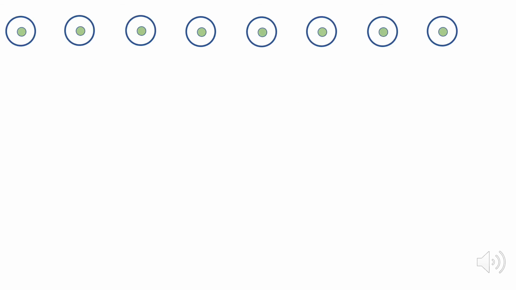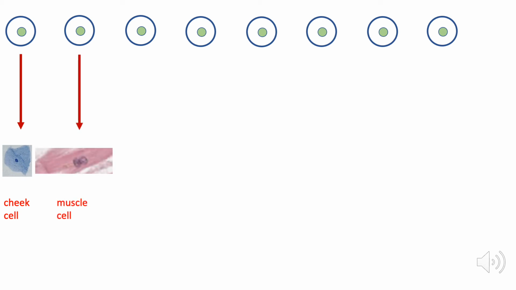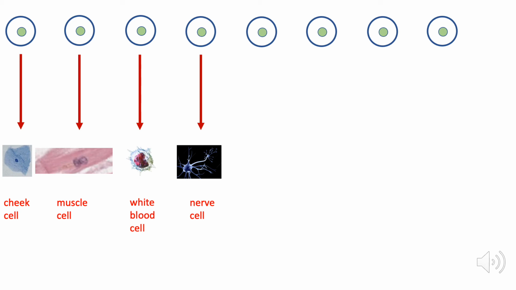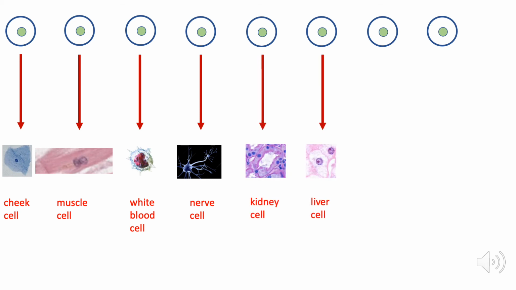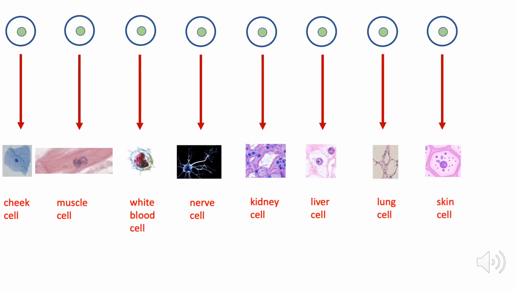The new cells start life all looking the same. Over time, they develop in different ways to become all of the different types of cell found in your body. Each of these cells contains the same genetic information as the original fertilized egg. Each cell is using different parts of this information to grow and develop.